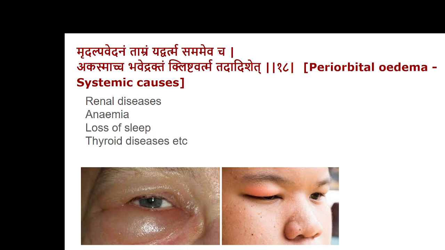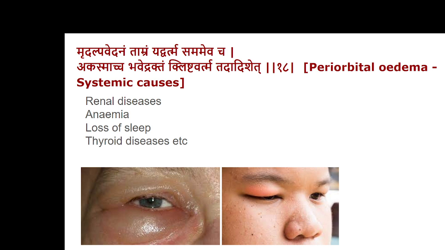Then Mrudu Alpavedanam Tambram Yadvartma Samamemacha Akasmat Bhavet Raktam Krishta Vartma Taladisha. Klishta Vartma is a situation where the patient may have a relatively soft, painless swelling along the palpebrae, along the eyelids, and the eyelids otherwise maintain their shape except for that bulging. It occasionally occurs and often may not be related directly to the eyes. That's called Klishta Vartma by Sushruta.